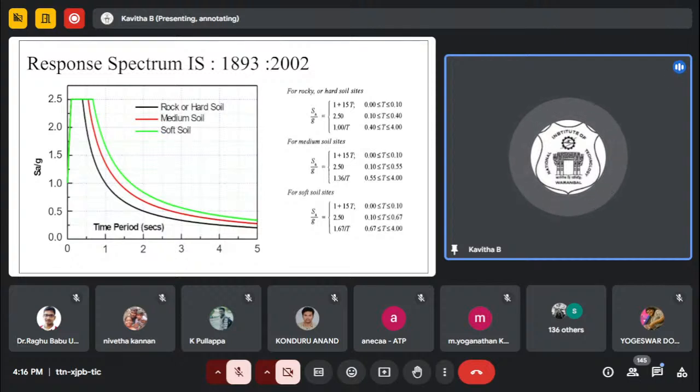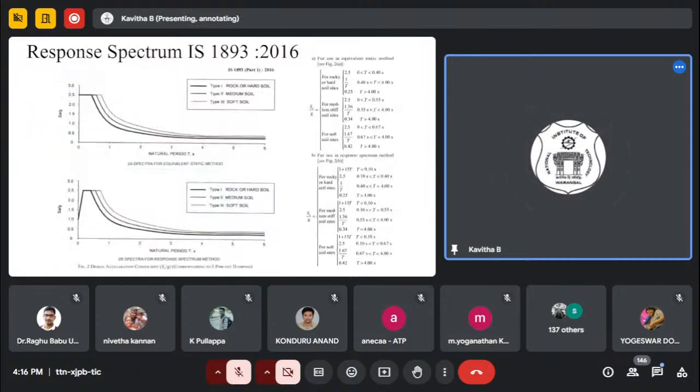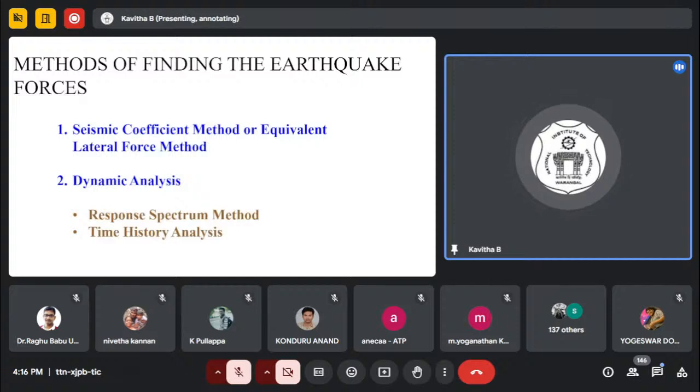From that, you can take the values. So this Sa by g is nothing but the acceleration of your building. This acceleration is nothing but the response of your building against the seismic wave. Okay, so this is how our methods start. The first method, as I said, is a very easy method, the seismic coefficient method. The second one is the response spectrum method, a little bit complicated, but first we will cover the seismic coefficient method.